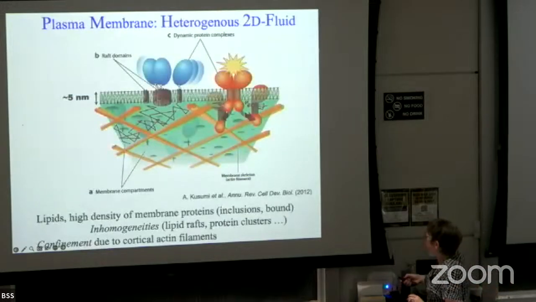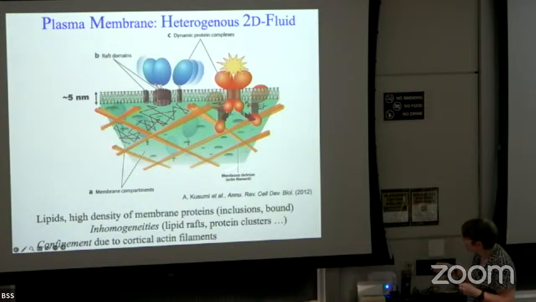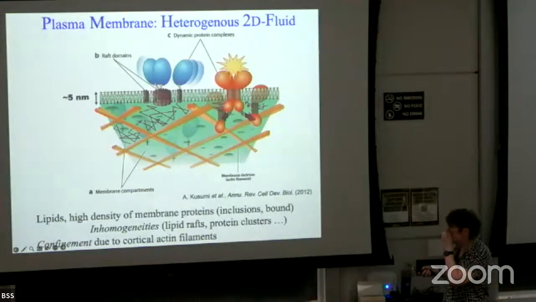So that was my point. This cartoon is exactly telling you this kind of message: that at the plasma membrane you might have heterogeneities, and these heterogeneities could be a small lipid domain.